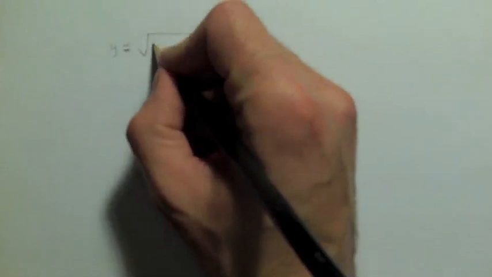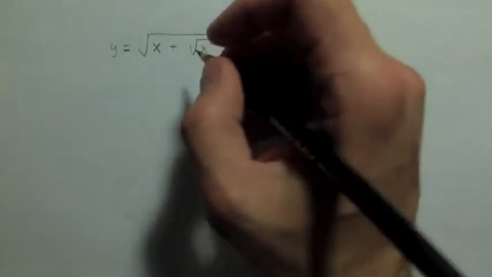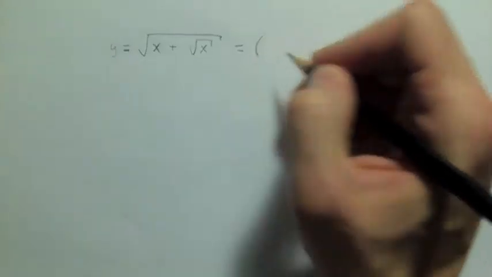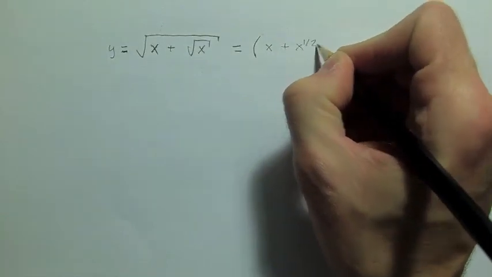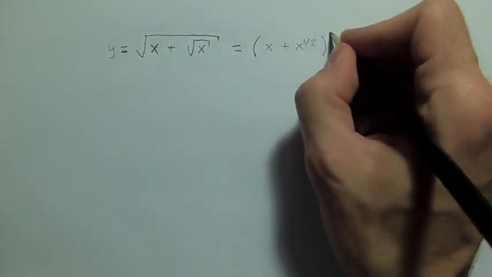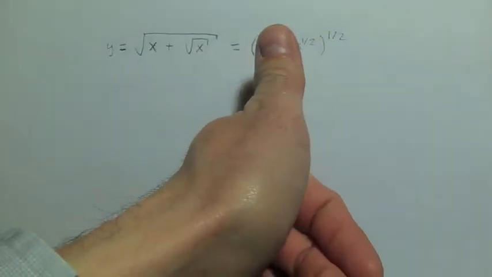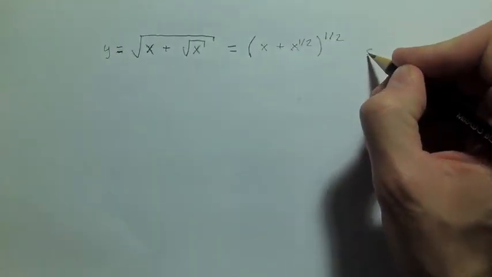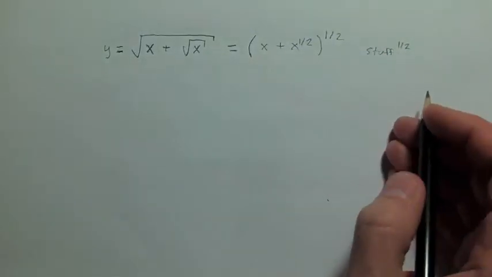All right, next example, let's say we have the square root of x plus the square root of x. So first thing you'll probably want to do for this one is go ahead and rewrite it. Take that step to rewrite. So I'm going to have x plus x to the 1/2 on the inside, and that whole thing is raised to the 1/2. What this has done is it's changed this to stuff raised to the 1/2 power. So that's how I recommend trying to see what's going on here. Here's stuff to the 1/2 power.